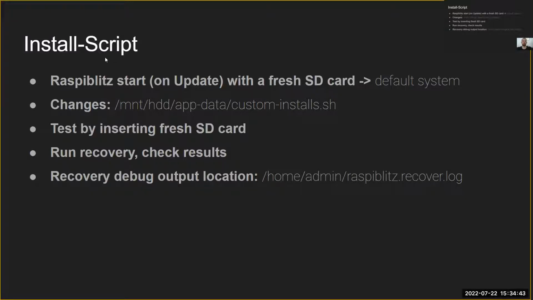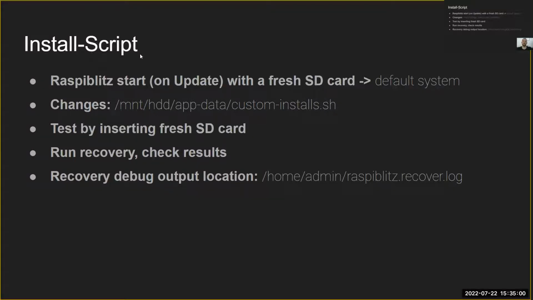You just go into the shell and start writing loops and different echo types of outputs to start with, because a Raspberry Pi usually starts with a fresh SD card, and that's your default system. Again, all the changes that you make, you would have to add to the custom installs shell script.